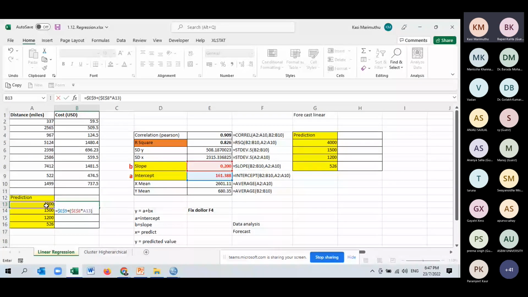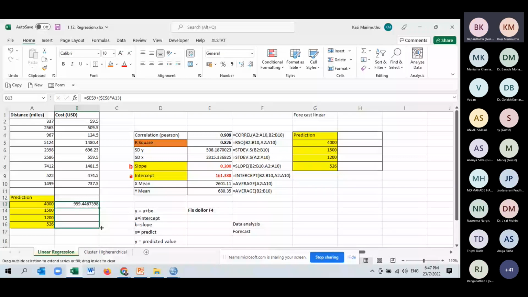Yes, sir. So we can come to know if I drive for 4,000 miles, how much my expenditure will be. Just enter. So it is going to be $959. Suppose if I drive for 1,500, just simply drag down. So if I drive for 1,500, 460. If I drive for 1,200, it will be 400. If I drive for 526, the cost will be 266.